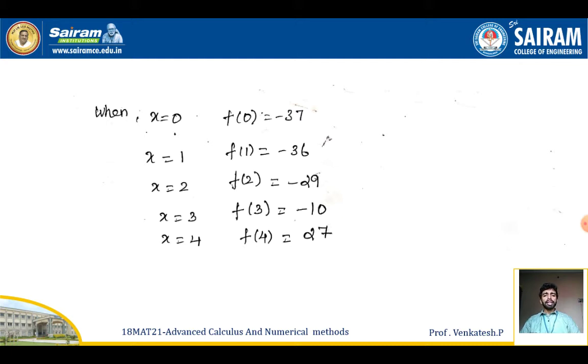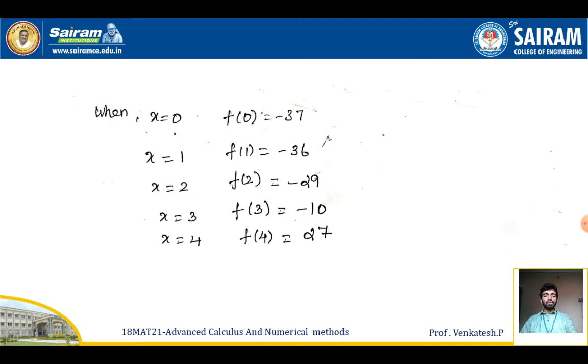Since we are looking for a positive function value, we do the process like this. If I replace x = 0, I get minus 37, which is less than 0. For x = 1, I get minus 36, less than 0. For x = 2, I get minus 29, less than 0. For x = 3, I get minus 10, less than 0. For x = 4, I get plus 27, which is greater than 0.